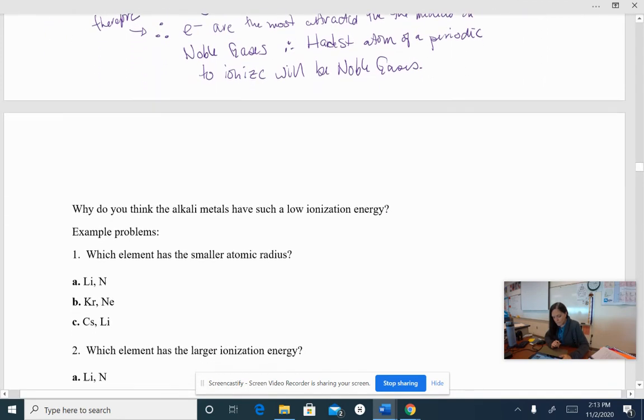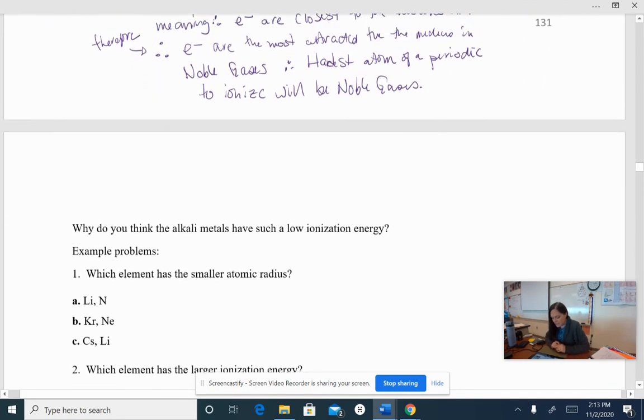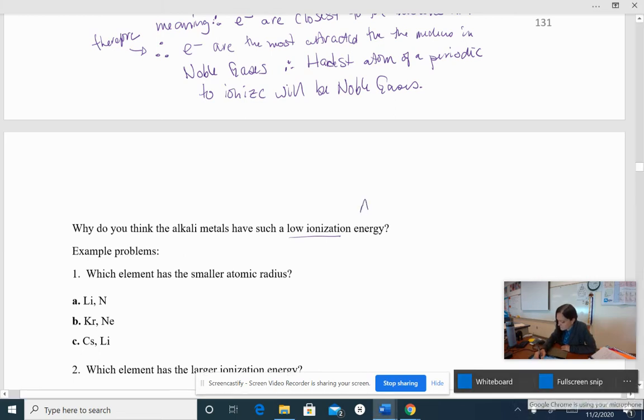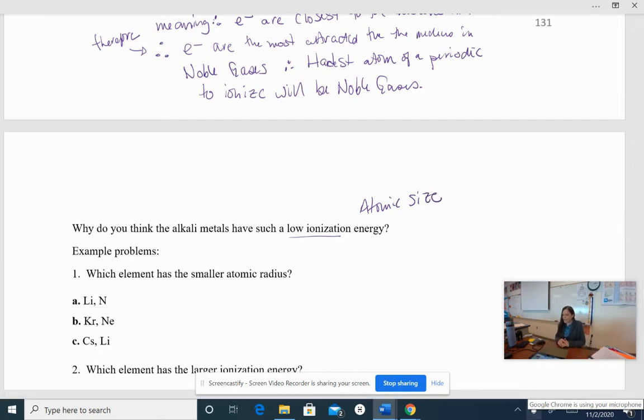Okay, why do you think the alkali metals have such a low ionization energy? Think about that. Think about atomic size again. Aren't the alkali metals the largest in their period? So if they're the largest, doesn't it mean that the electrons are going to be the farthest away, meaning they're going to be the easiest to pull off?